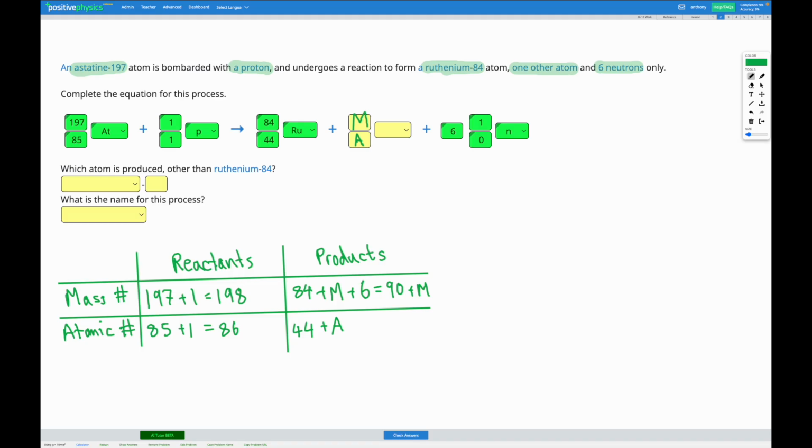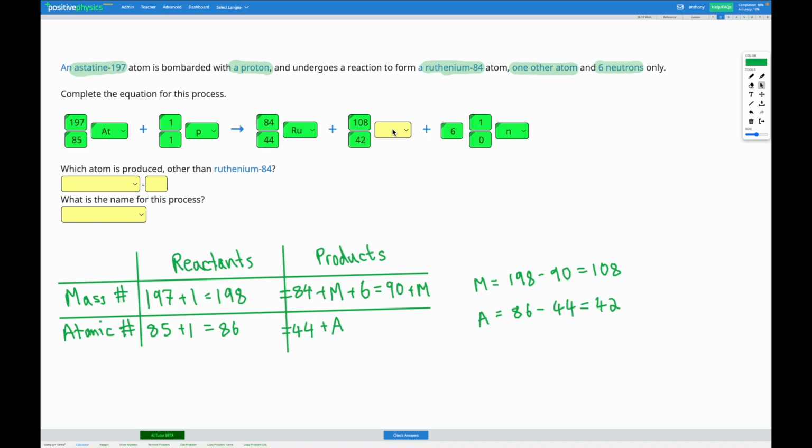Okay, so our mass numbers are going to be equal for the reactants and the products. So 198 is equal to 90 plus M. So to get M, I'm going to do 198 minus 90, which gets 108. And then for my atomic numbers, I've got 86 in the reactants is equal to 44 plus A. So A is going to be 86 minus 44, which gets us 42 for our atomic number. So we can go ahead and fill those in. So we've got 108 for our mass number and 42 for our atomic number.